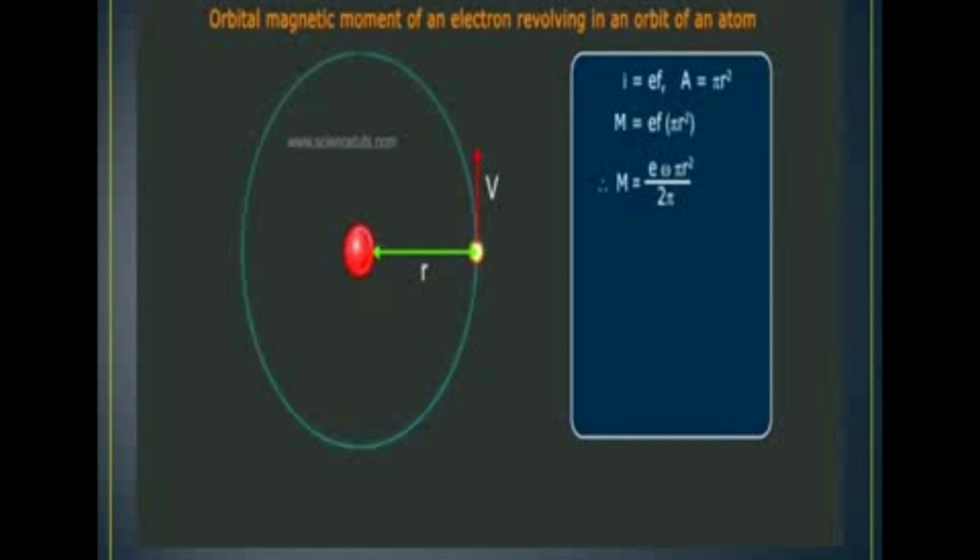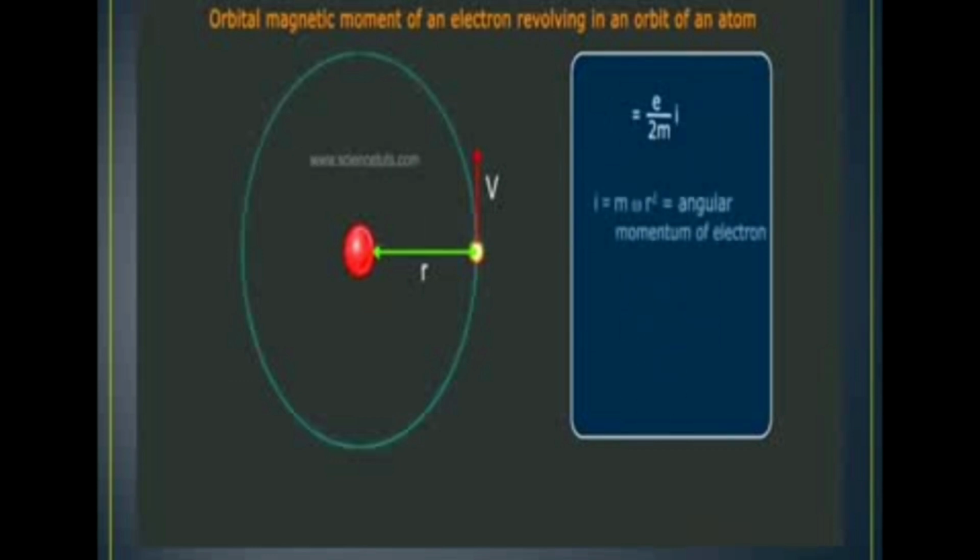So omega, since frequency F equals omega by 2 pi, we can write that. So now M equals e omega r square by 2. Or we can multiply and divide by m, and we get the equation e by 2m into m r square, where m r square omega is L, the angular momentum of an electron.